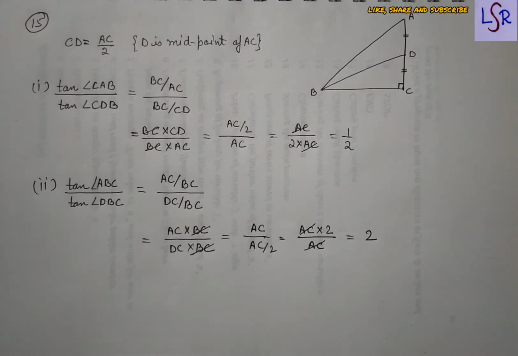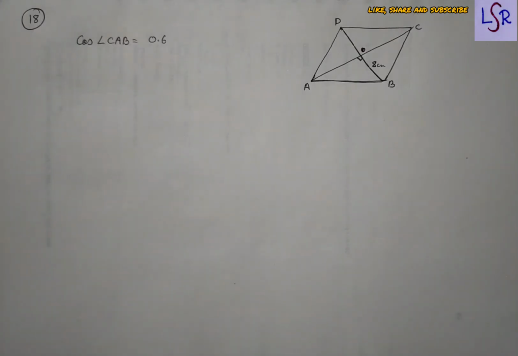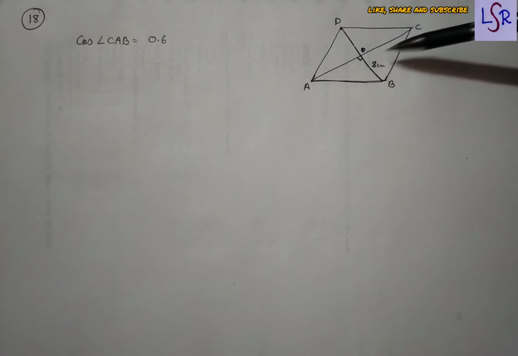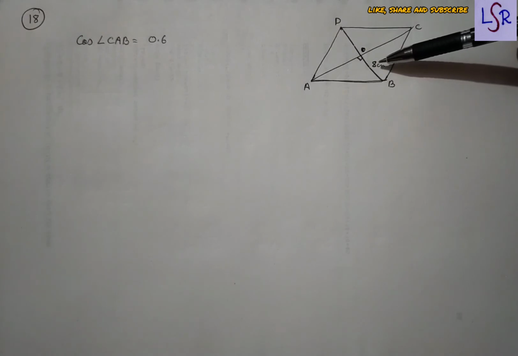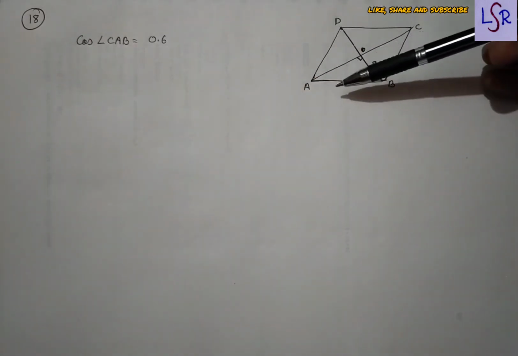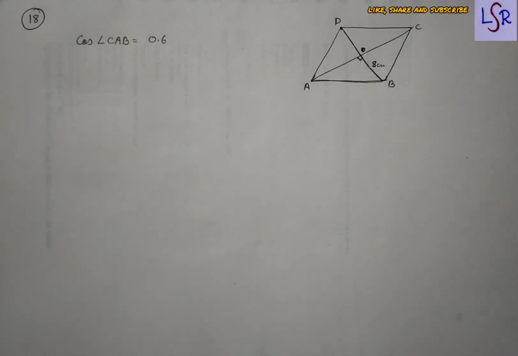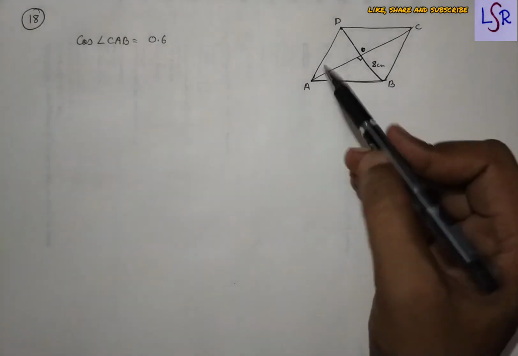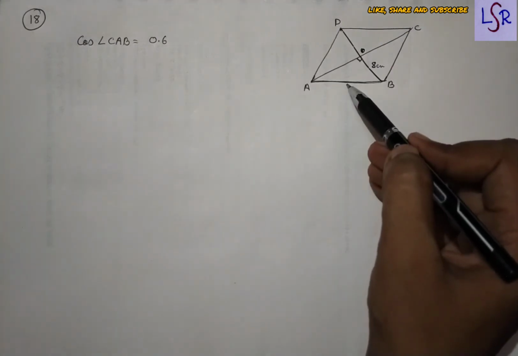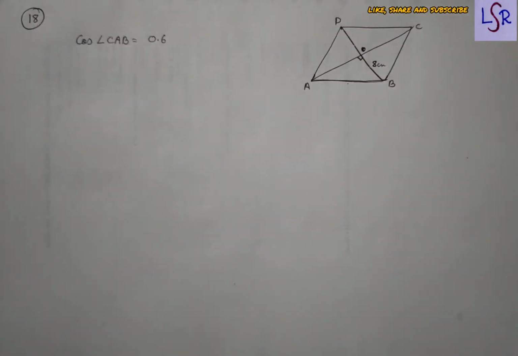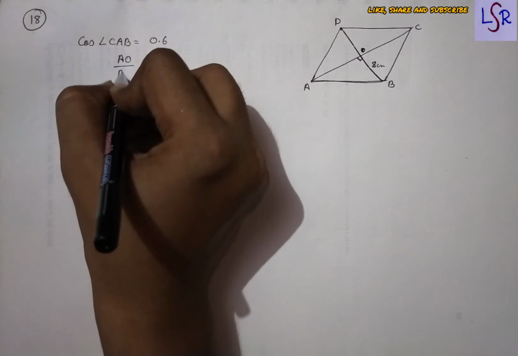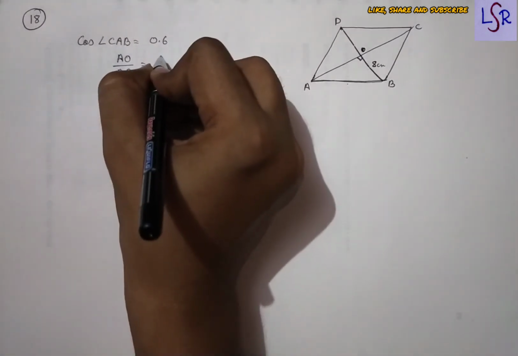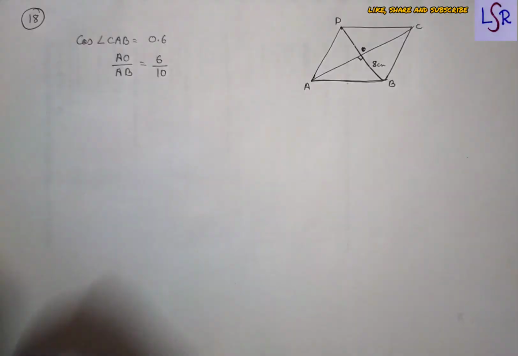Now here in question number 18 we are having a rhombus in which the diagonals AC and BD bisect at O, and the length of OB is given to us as 8 cm, and the cosine of CAB is given as 0.6. Now cosine of CAB is base upon hypotenuse. So here the base is AO upon AB equals 6 upon 10. We can solve this and get 3 by 5.